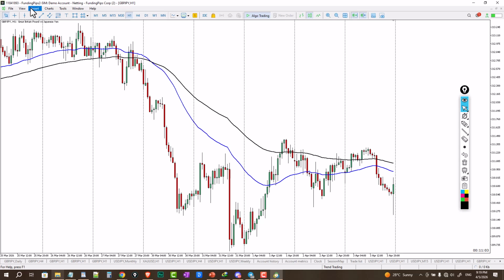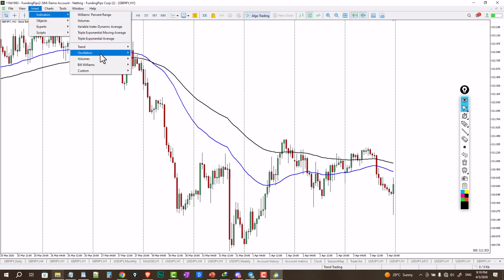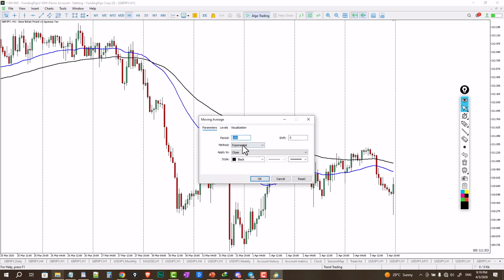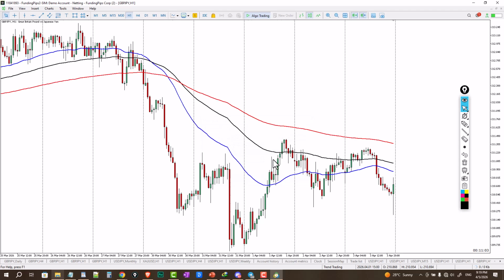Then the third one that we're going to be adding to the charts now is another exponential moving average, but this one's going to be a 200 period exponential moving average, and we're going to use a red color for this. Okay, and just click on OK. So this is what it looks like.